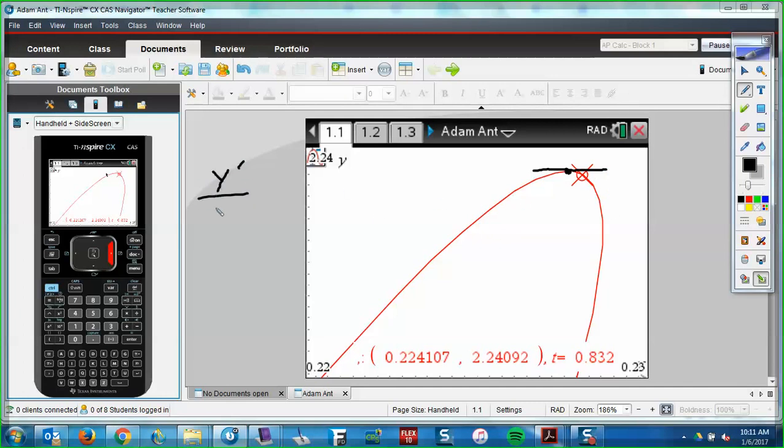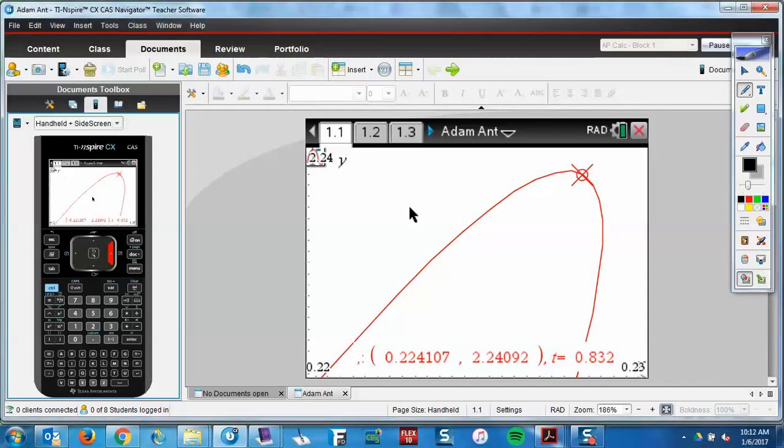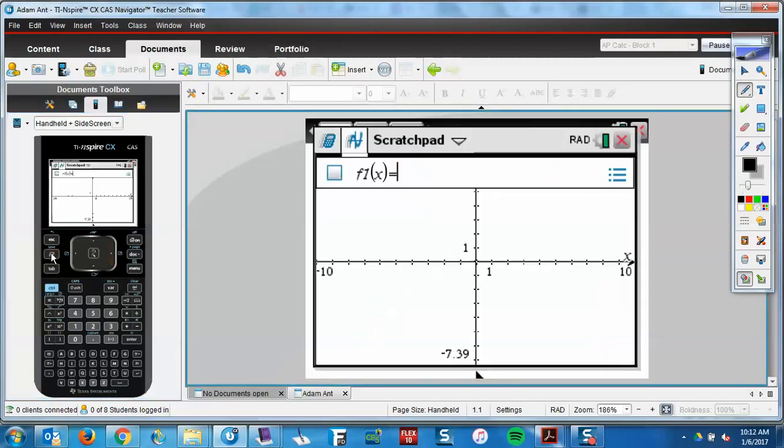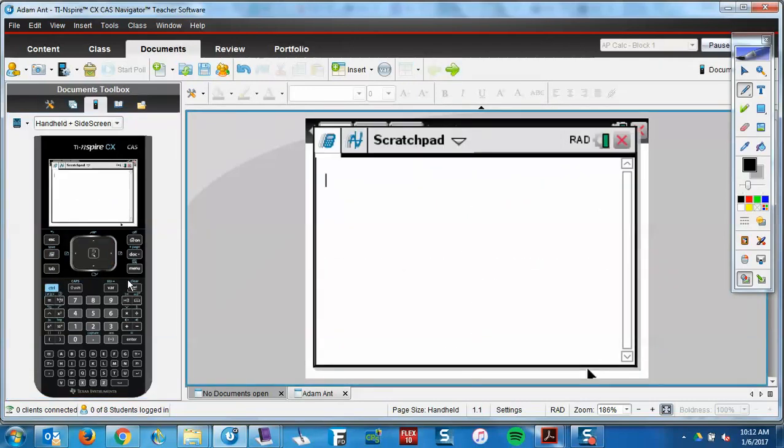Now, we said the slope of the path is going to be y prime over x prime, right? Well, when is that ever 0? When the top is 0, when y prime is 0. So what you were supposed to do is just take your y prime equation and do a solve. So let's do that real quick. Tell me what your y prime equation was.